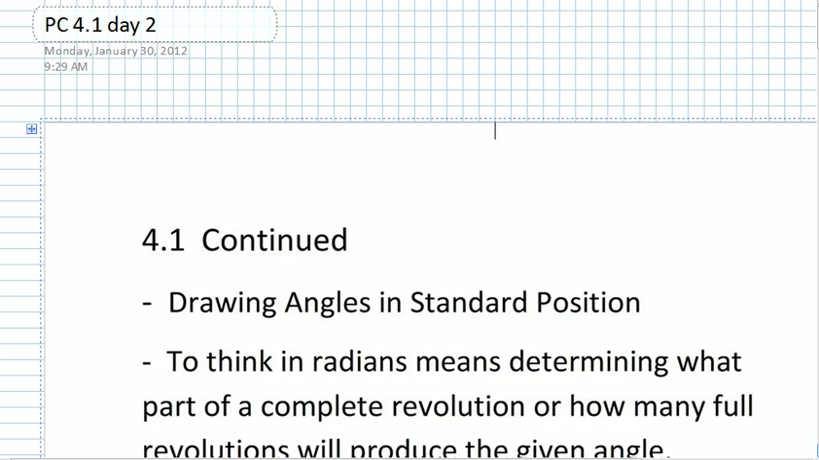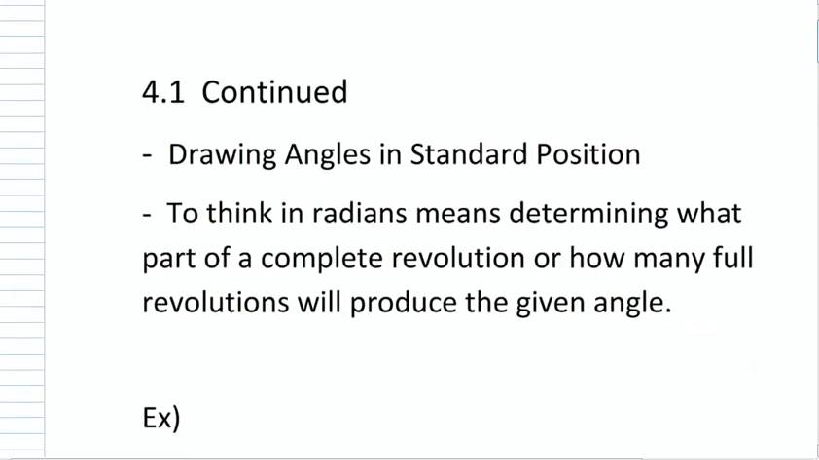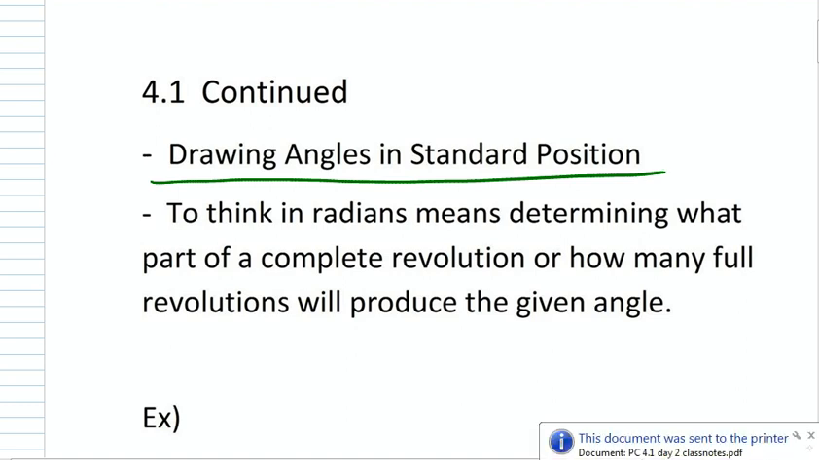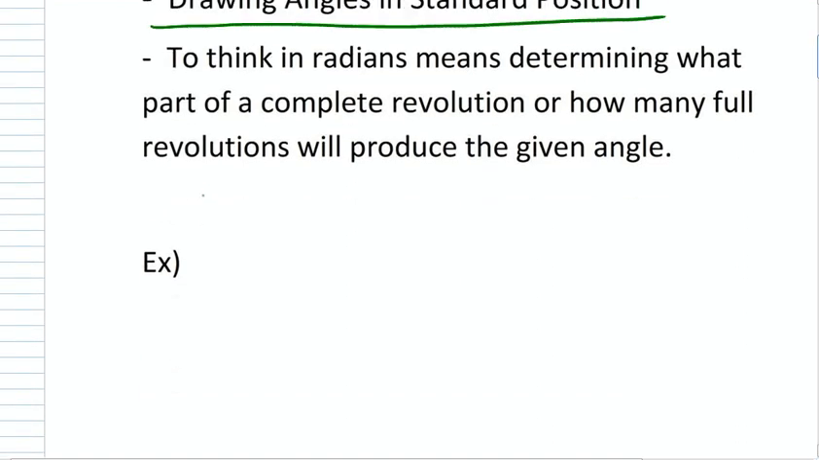Today we will continue our discussion on section 4.1, and we will start by talking about how to draw angles in standard position. To think in radians means determining what part of a complete revolution or how many full revolutions will produce the given angle. For example, we know that one revolution or one full circle is equal to 2 pi in radians.